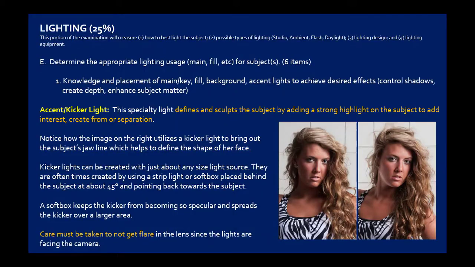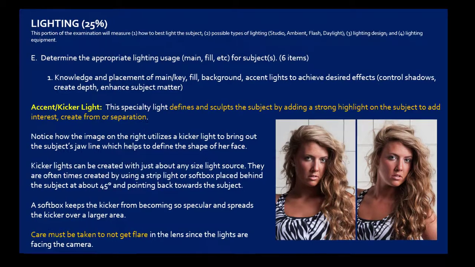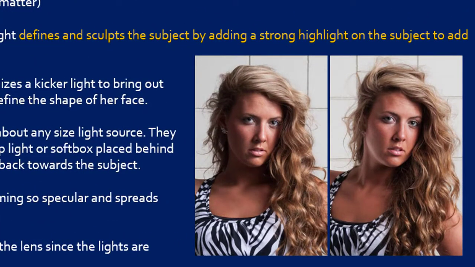The next light we'll talk about is an accent light or a kicker light. The kicker light's job is to create, again, somewhat separation between the subject and the background, but it's also to help define the shape of the subject or define depth within a subject as that light strikes from behind and creates a really nice highlight along the outer edge of the subject, in this case along the edge of her jawline and her cheek. It's a specialty light which defines and sculpts the subject by adding strong highlights onto the subject, which add interest and creates form or separation.